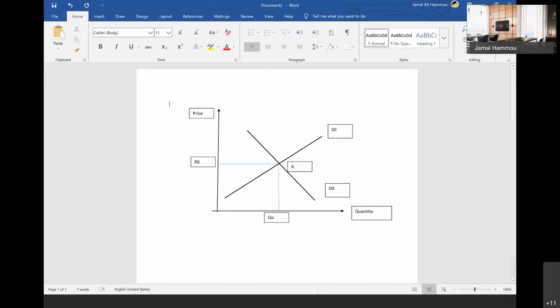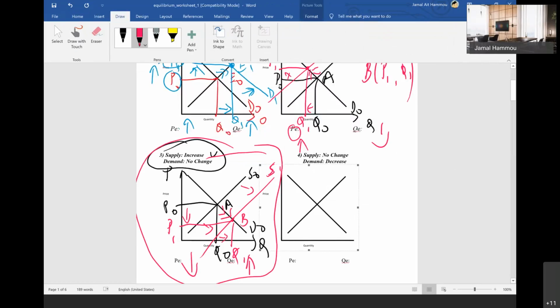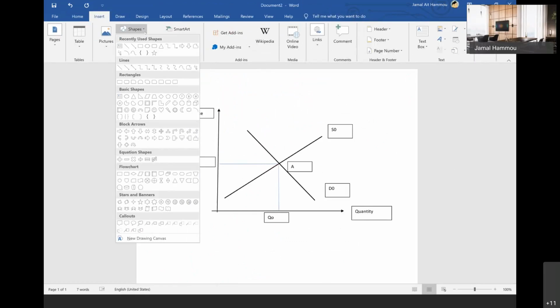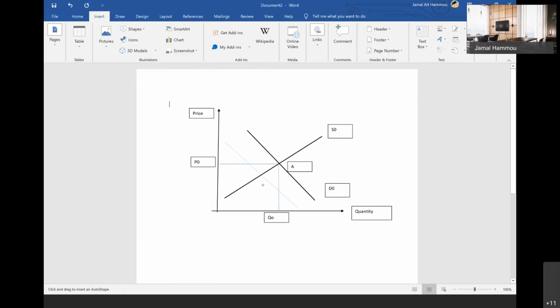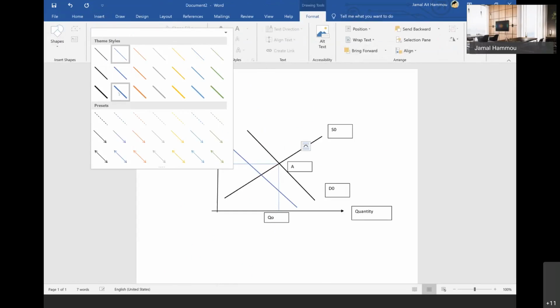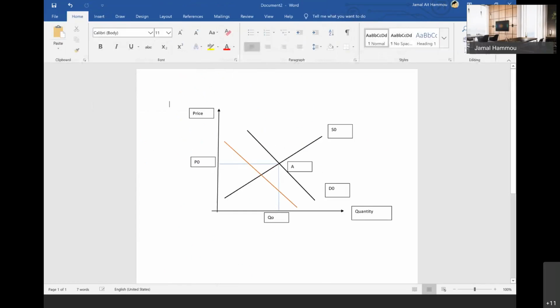Now I will add, for example, what we had in the last one we did: no change in supply and decrease of demand. I'm just going back to my line. I will add another line for decrease of demand, which means I have to shift the demand curve to the left. I will make it bigger and put it in a different color. Okay, so now I have a new equilibrium. It will be much easier to do because now I have everything I need. Here is the new equilibrium.